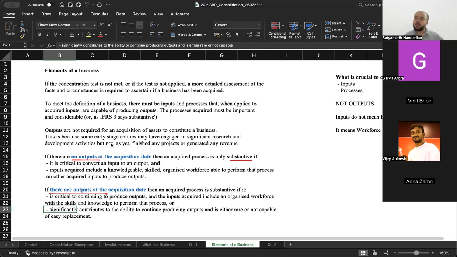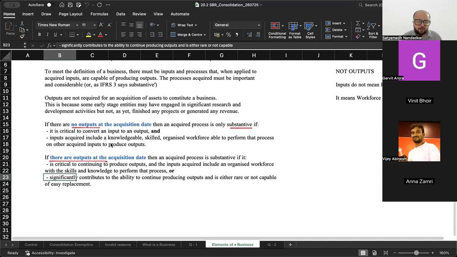So, the process that we are talking about is the kind of process which is super critical to convert the input to an output, and the inputs acquired include a knowledgeable, skilled, organized workforce able to perform that process on other acquired inputs. It's not necessary that it has to be performed on the same set of inputs. Even if performed on any other set of inputs of a similar nature, it should be able to give you the same kind of output.